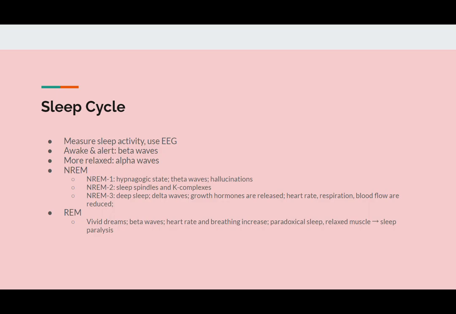Oh, I forgot to mention, the sleep cycle can basically be broken down into non-REM sleep and REM sleep. And non-REM can be further divided into 1, 2, 3.